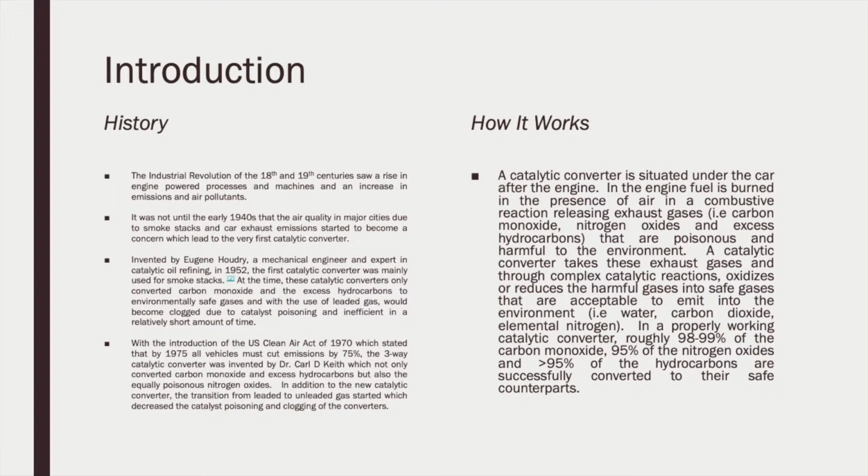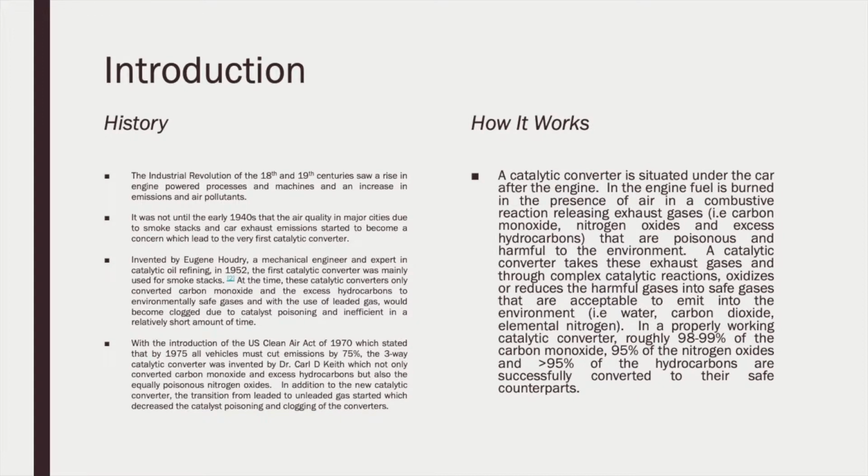With the introduction of the U.S. Clean Air Act of 1970, which stated that by 1975 all vehicles must cut emissions by 75%, the three-way catalytic converter was invented by Dr. Carl D. Keith, which not only converted carbon monoxide and excess hydrocarbons, but also the equally poisonous nitrogen oxides. In addition to the new catalytic converter, the transition from leaded to unleaded gases started, which decreased the catalytic poisoning and clogging of the converters.